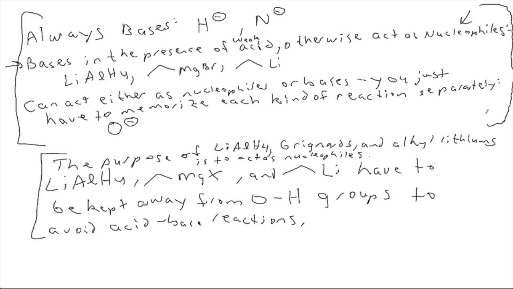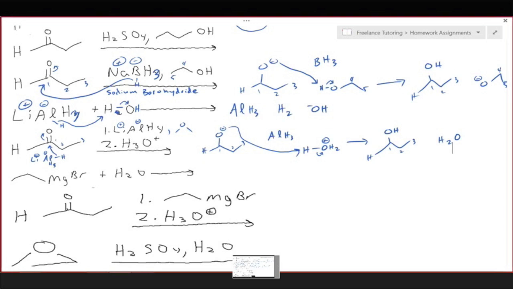Do you see how that's different from these two reagents? These are reagents that chemists use, at least in introductory OChem. These are reagents that are used because we want them to act as bases. So almost all the reactions in OChem that use these, they will be acting as bases. But these are reagents where you want them to be nucleophiles, so you have to keep them away from acids so they won't act like bases. Okay, and the thing to especially worry about is OH groups.